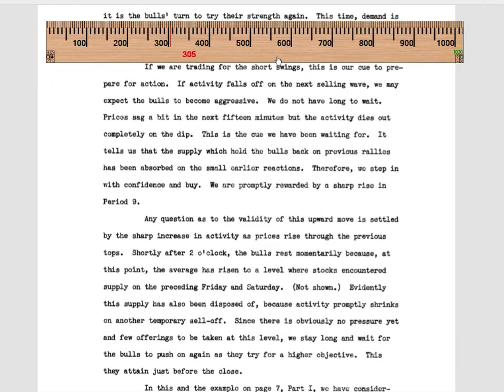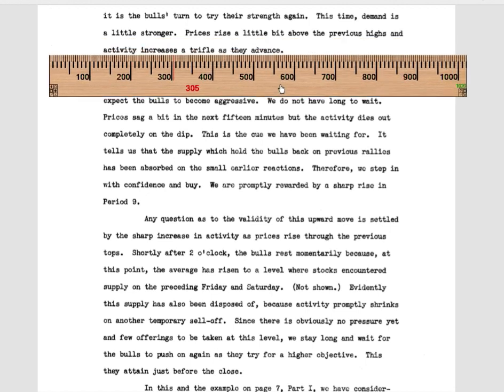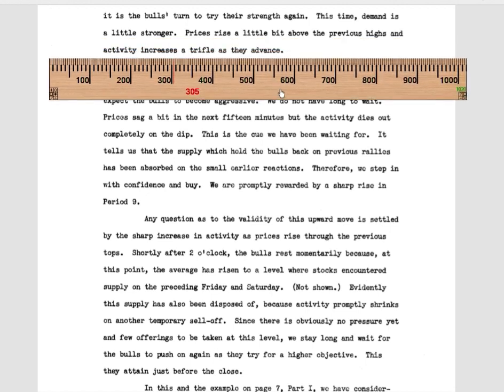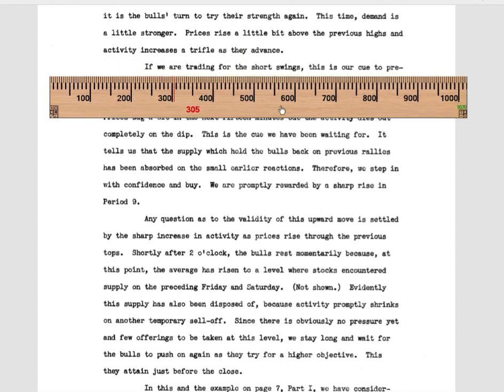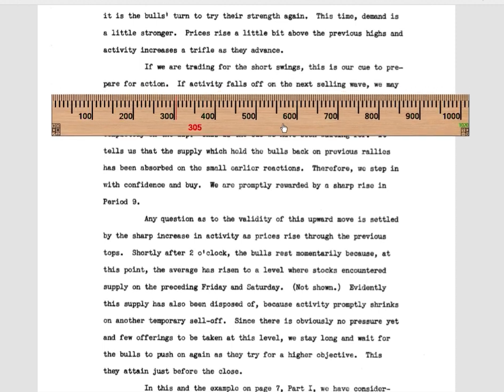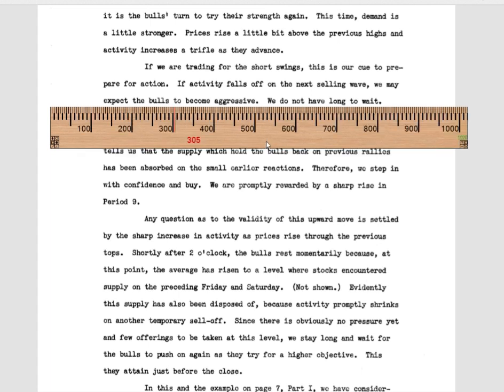It's the bulls' turn now to try their strength. Why? Because the market's at support. This time demand is stronger, prices rise a little bit above previous highs, and activity increases a trifle as they advance. If we are trading for the short swings, this is our cue to prepare for action. If activity falls off on the next selling wave, we may do what? Go long? Expect the bulls to become aggressive. Why?